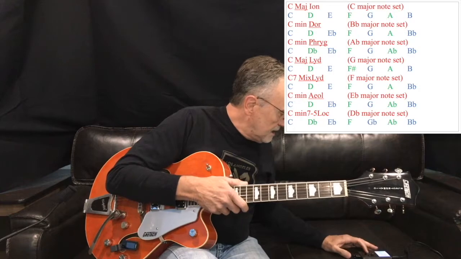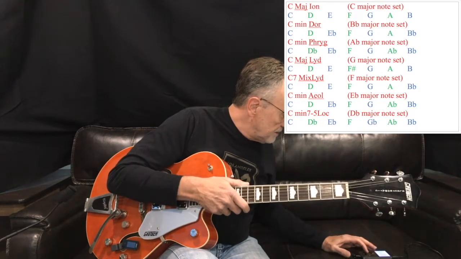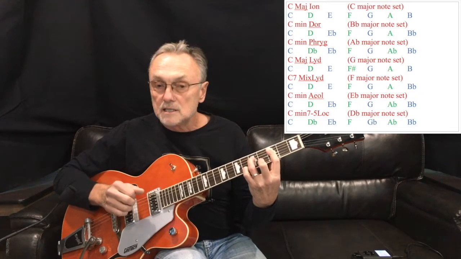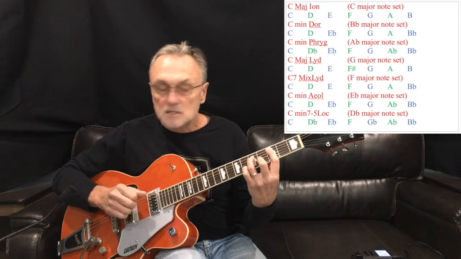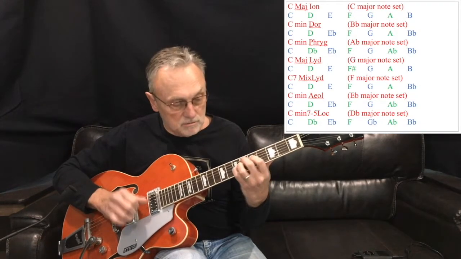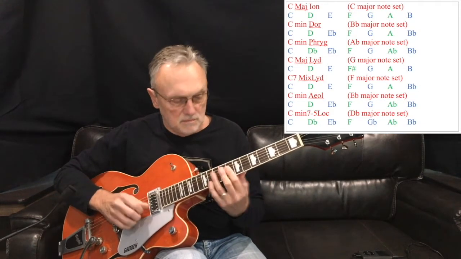C Aeolian. Let's see if I can find it in here. C Aeolian. C Aeolian is the 6th chord, because Aeolian is the 6th mode. C Aeolian is the 6th chord of E flat major. In tune.